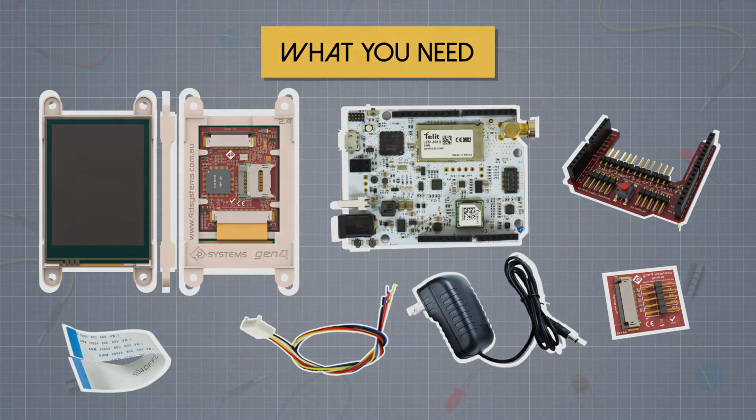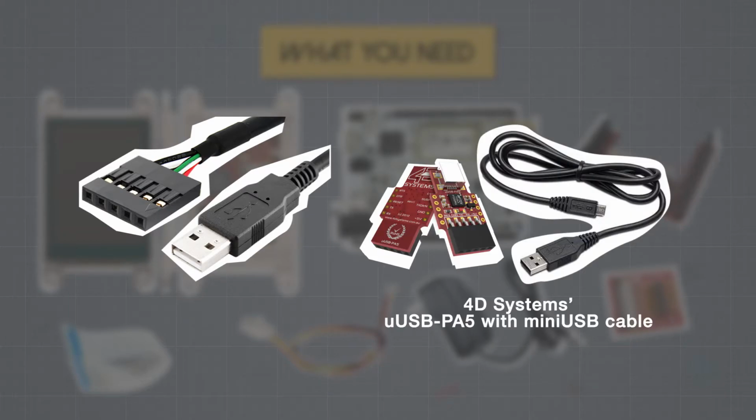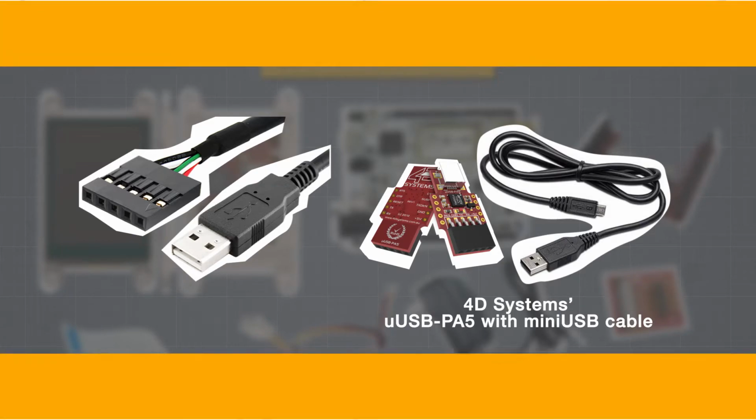To program the Gen4 HMI display, we will need a 4D programming cable. It is a USB to serial TTL UART converter cable, or you can use the 4D Systems uUSB-PA5 with a mini USB cable. The uUSB-PA5 is a USB to serial TTL UART bridge converter, which is simple, cost-effective, very small, and easy to use.